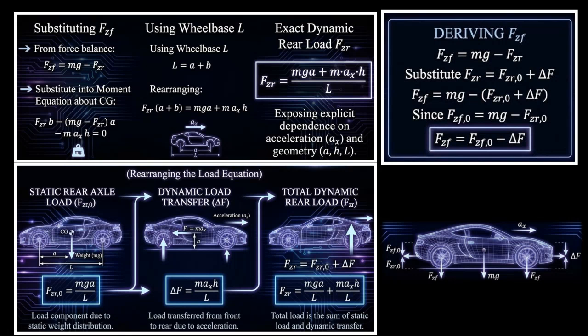Force equilibrium requires that the total vehicle weight remains constant. The front axle load can be written as its static value minus the load transfer. The static front load is FZF0 equals mgb divided by L. Subtracting the transfer gives the dynamic front load. This confirms that whatever load the rear axle gains, the front axle loses by the same amount.